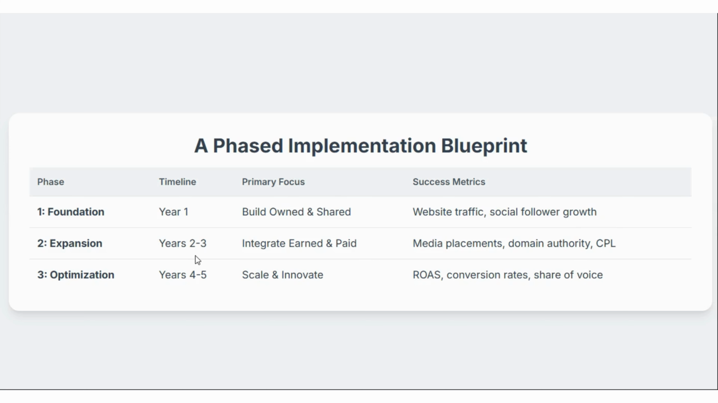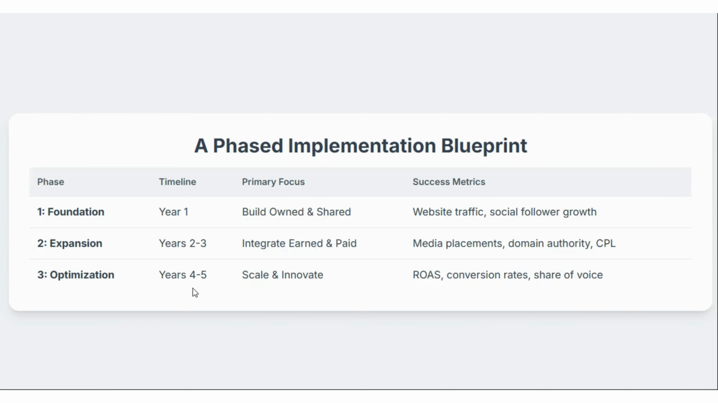In the second and third year, you can focus on expansion and integrate earned and paid media with your owned media. Not that much payment, not that much cost. Just pay small amounts to earn some media. How can you measure the success? You have to measure media placement, domain authority, and CPL.